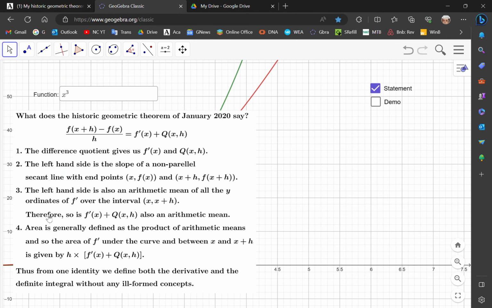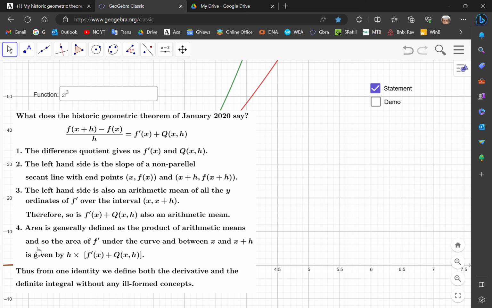Then the left-hand side, as I said, is the slope of a non-parallel secant line with endpoints as you see here. The left-hand side is also an arithmetic mean of all the y-ordinates of f prime over the interval x, x plus h. Therefore, so is the right-hand side an arithmetic mean, because it's equal to the left-hand side.